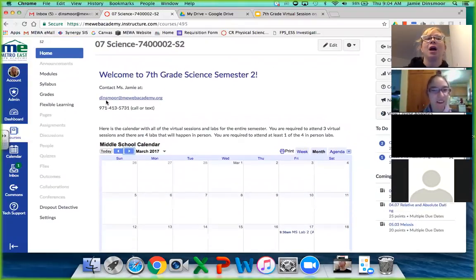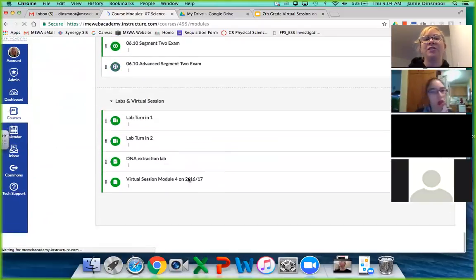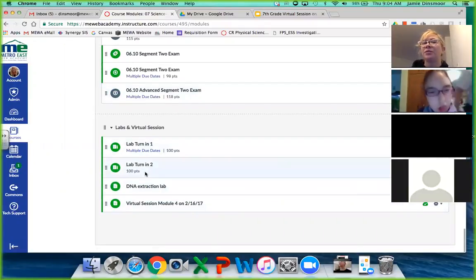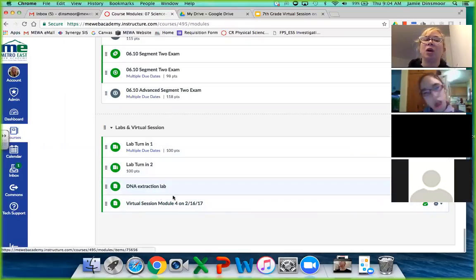Okay. In modules, I also added a module at the very end called Labs and Virtual Sessions. This is where you can turn in your 2 labs. You can pick to turn them in at any time, right? Even though the due date's not going to be until like June. And this is where you'll find your information, like the DNA extraction lab. That was the first lab we did.